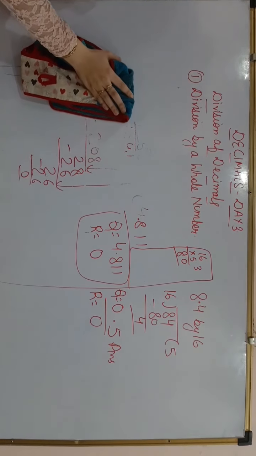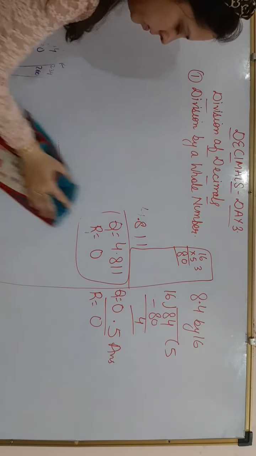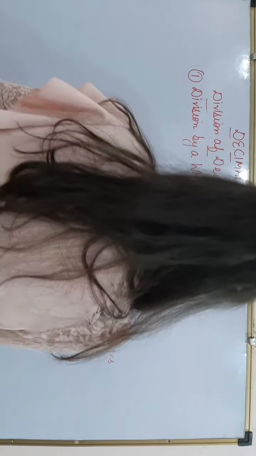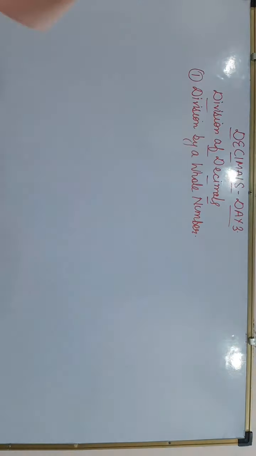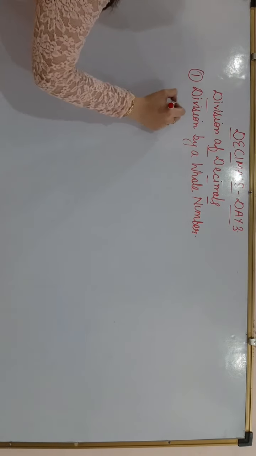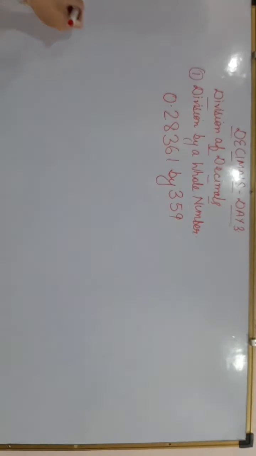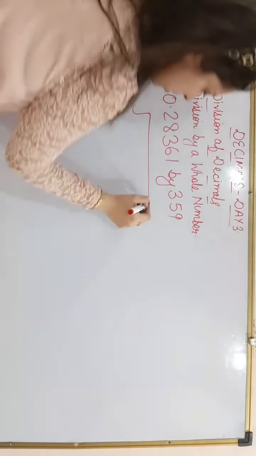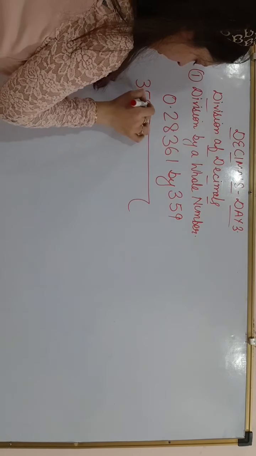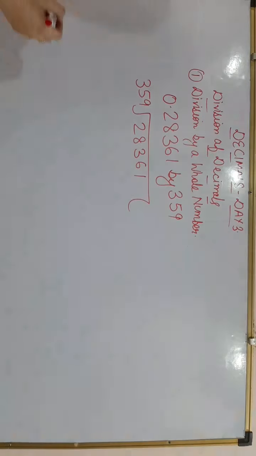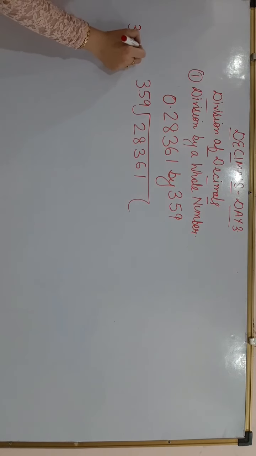Now let's consider division by a 3 digit. So the question is 0.28361 divided by 359. So yes, divide 28361 by 359. Now you can multiply it by 5 first.